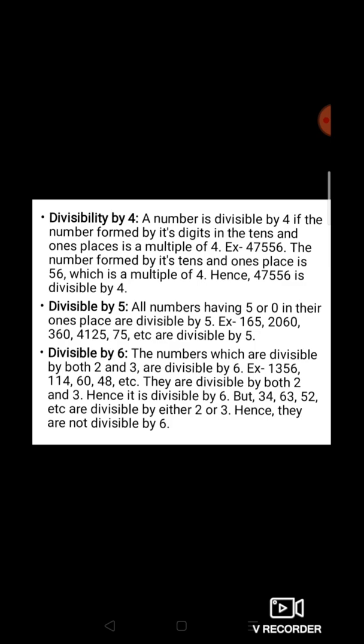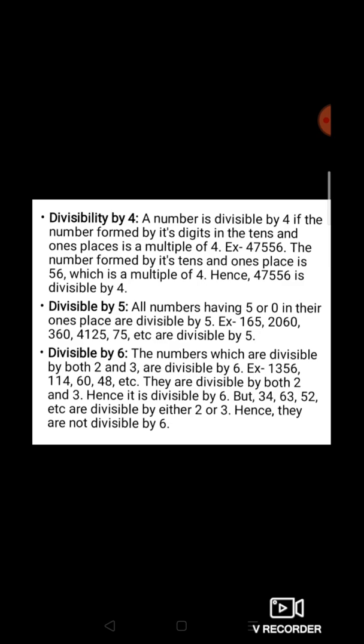Now let us move on to the next one, that is divisibility by 6. Divisibility by 6 is possible whenever a number is divisible by both 2 and 3. So for 2 and 3 we have already learned the divisibility rules. So we have to apply both the rules on a single number. And if both the rules are satisfying, then we can say it is divisible by 6. So just like that we have taken an example.